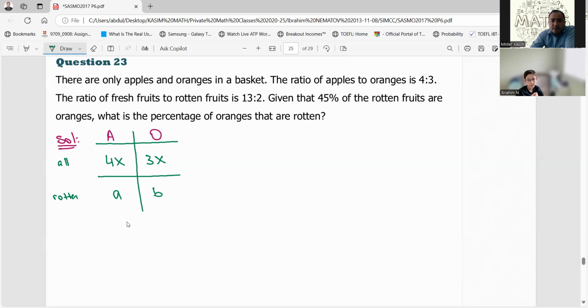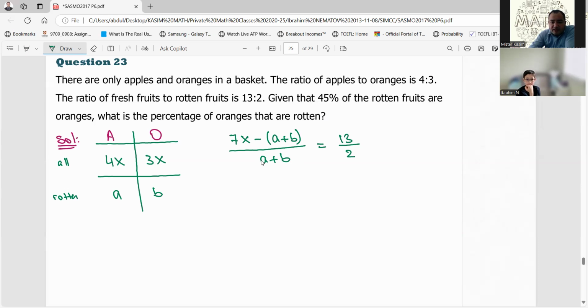Now the ratio of fresh fruits to rotten fruits is 13 to 2, right? So how many fresh fruits do we have? Altogether we have 7x fruits, minus the rotten fruits. We have this many rotten fruits, a plus b. So fresh fruits divided by rotten fruits, a plus b, equals 13 to 2.